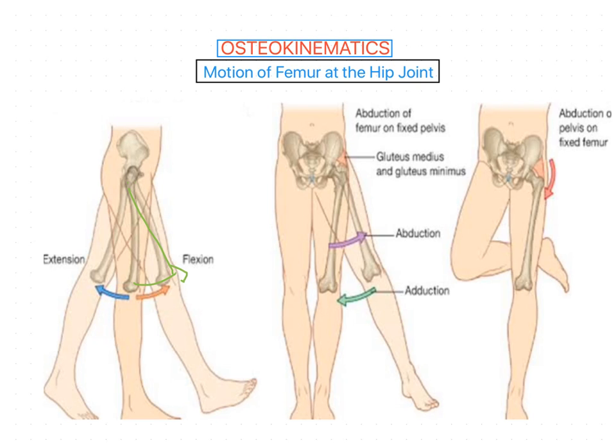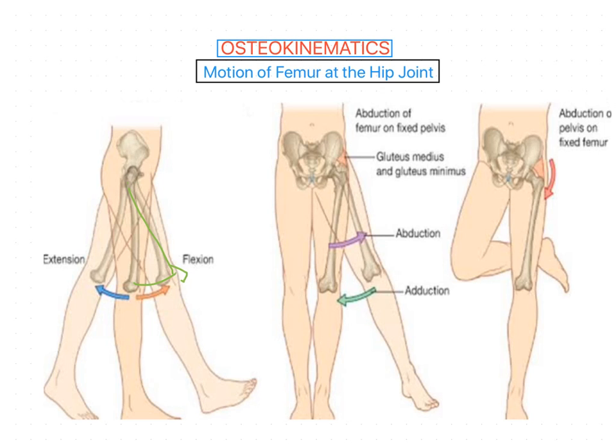Dear students, welcome back. In the previous session, we discussed the arthrokinematics of the hip joint. Now in this session, we are going to discuss the osteokinematics of the hip joint. This can be studied in two ways: one is the motion of the femur at the hip joint, and the other is the motion of the pelvis at the hip joint. First, we are going to discuss the motion of the femur at the hip joint.